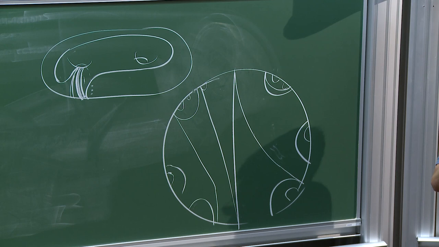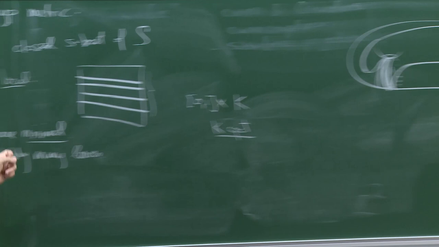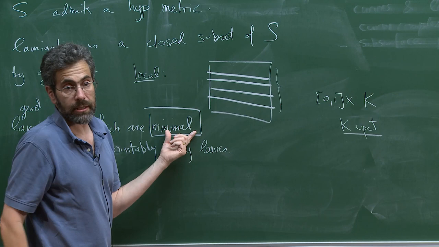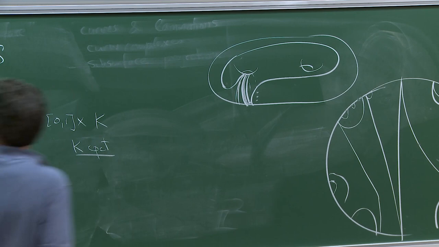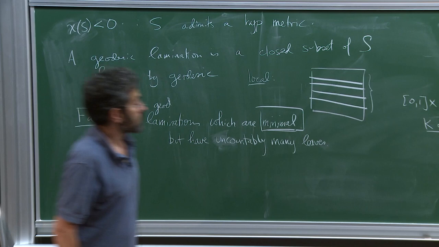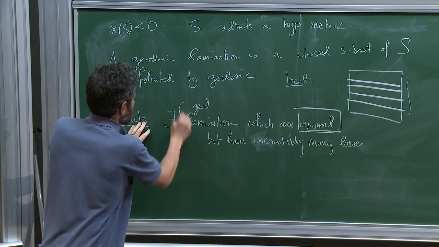So that's an example of a lamination which is not a simple closed curve, but it's also not minimal. Minimal means there's no closed subset that's also a lamination. This one, of course, is not minimal, because the closed curve is a smaller sublamination. And it doesn't have infinitely many leaves, it only has finitely many leaves. So that's not an example. It requires some thought where these examples come from. I'm just going to ask you to believe that they exist.